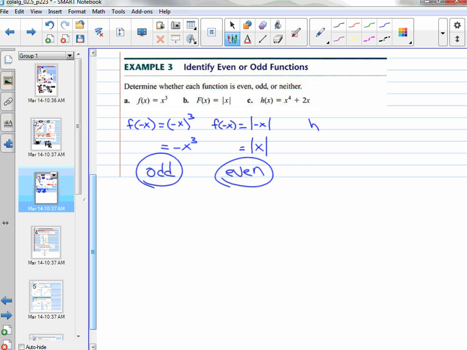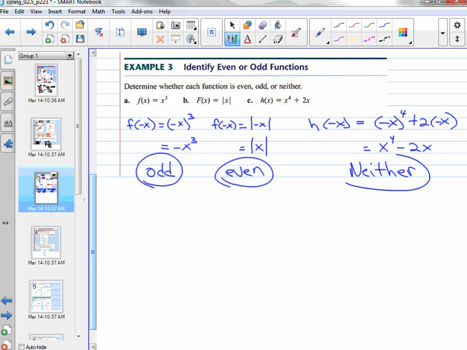Let's try this one. H of negative x means I take a negative x, raise it to the fourth, plus 2 times a negative x. Raise this to the fourth. That's the same thing as x to the fourth. This one here becomes negative 2x. Oh, it's not the same, and it's not the opposite. It's neither. It's a nice graph, but it's not symmetrical with what we were talking about.